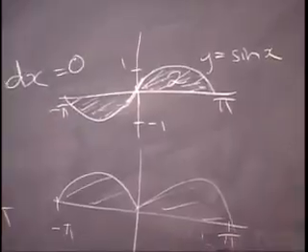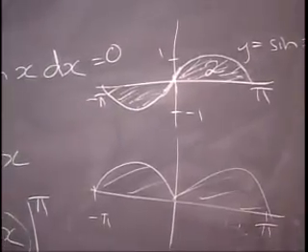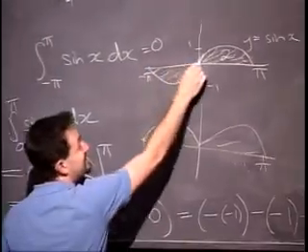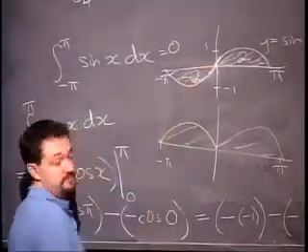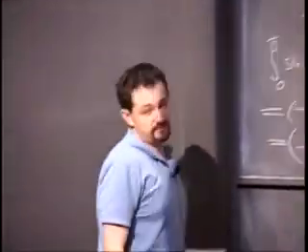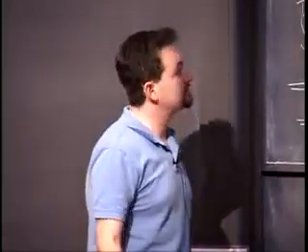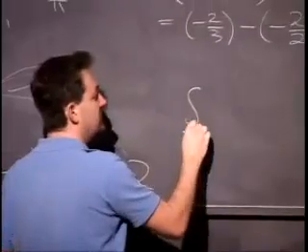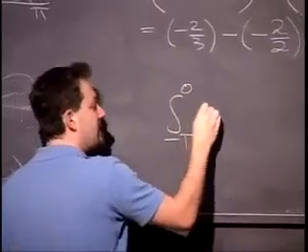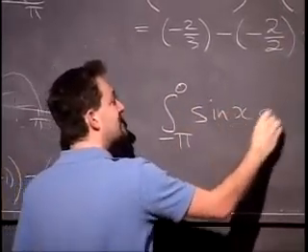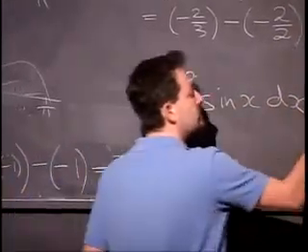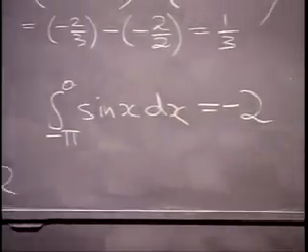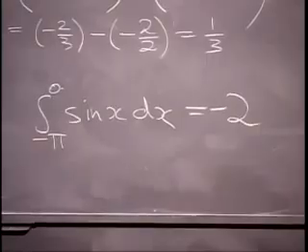Now you can repeat the computation from minus pi to 0. Good exercise. Of course, if you go from minus pi to 0, you're going to get negative 2. It should be 2 in area, but it's below the axis. So in other words, I leave it to you to check that if you do the same integral sine x dx from minus pi to 0, you should get negative 2. And of course, when you take the absolute values, it becomes 2 and 2.